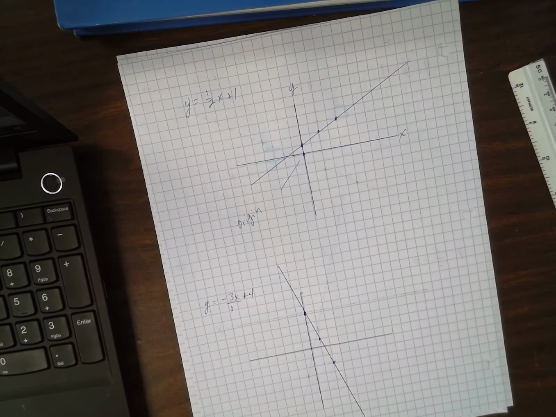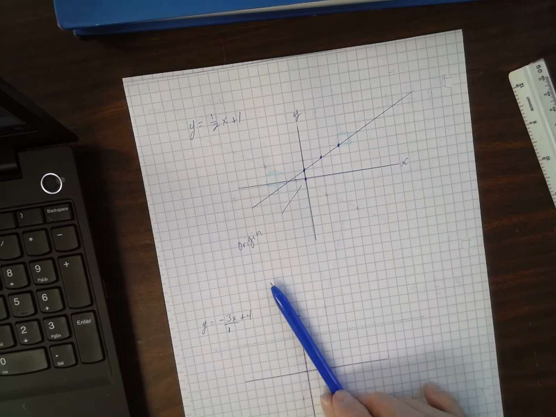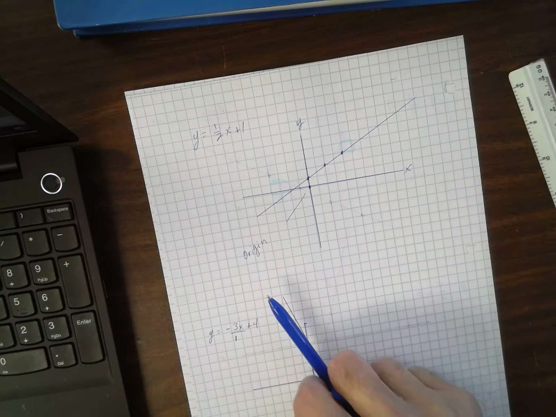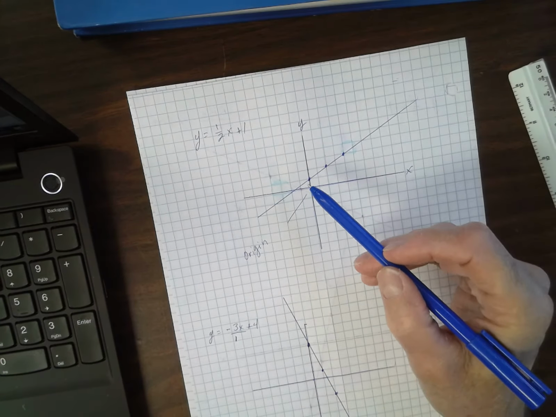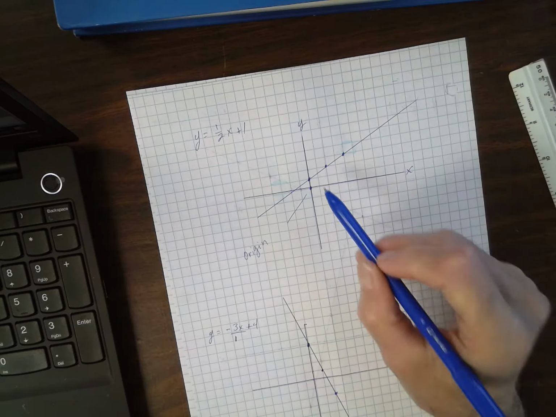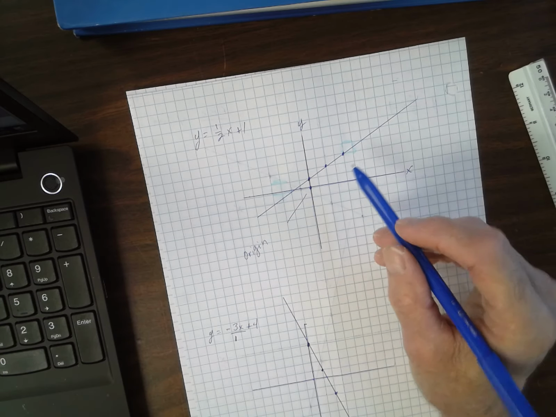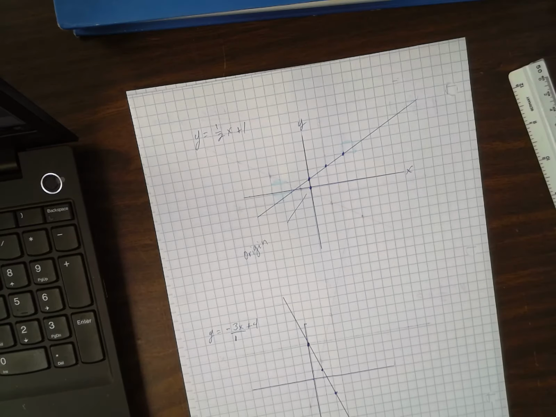Now let's take a moment to look at these graphs. Let's say that we were graphing two friends running. You notice how much steeper this graph is than this one? So this graph is a 3, and this is a 1/2. So it's much, much different.